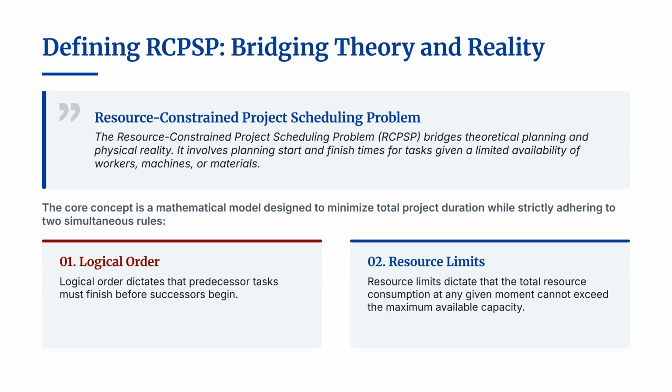Unlike budget, which is consumed and gone, RCPSP primarily deals with renewable resources. These are resources like labor or equipment that replenish periodically. Once a worker finishes a task, they become available again for the next one. The challenge lies in satisfying both rules simultaneously while finding the shortest possible timeline.